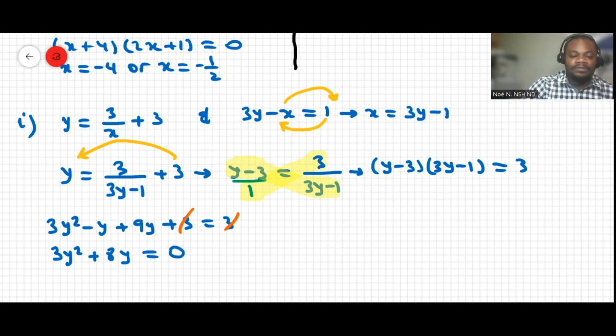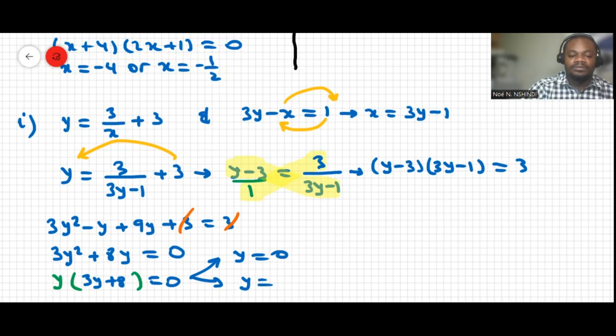Then we can make y a common factor, because it's going to be like y times 3y plus 8 is 0. And then there are two solutions here. Either y is 0 or y equal to negative 8 over 3. Now that you got the value of y is this, we can substitute that in equation 1 or equation 2. I prefer to substitute over here.